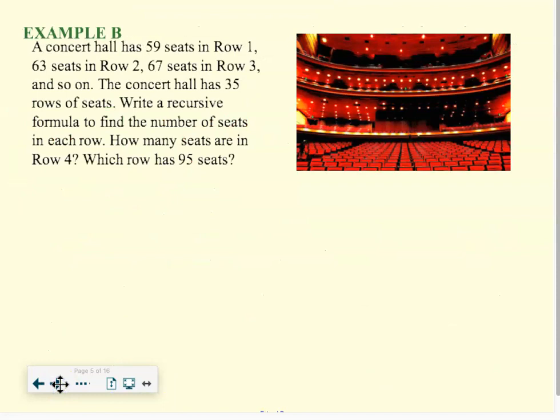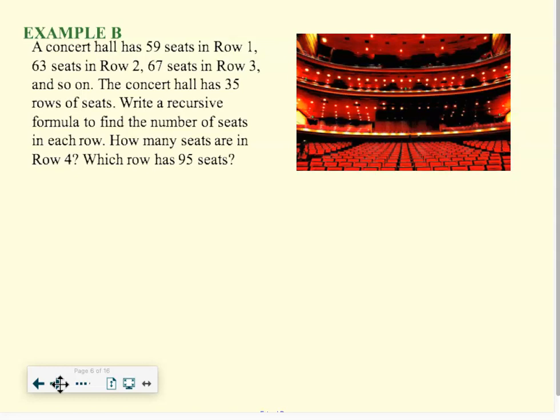Okay, so let's start with a little example. A concert hall. If you've ever seen concert halls, the seats kind of go like that. It's not quite a triangle, but kind of. So the concert hall has 59 seats in row 1, 63 seats in row 2, 67 seats in row 3, and so on. The concert hall has 35 rows of seats.